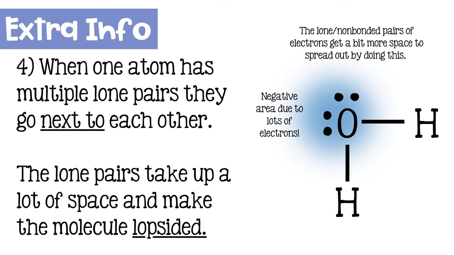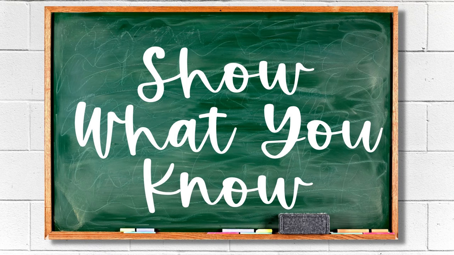When one atom has multiple lone pairs, they go next to each other because the lone pairs take up a lot of space and make the molecule lopsided. That's why we draw H2O and similar molecules at a bend. Remember, negative areas with lots of electrons means they're going to repel other electrons. That's going to push the bonded pairs closer together. Now, pause the video and try the show what you know questions.